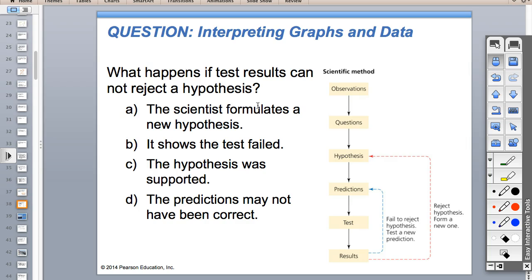And then, what happens if test results cannot reject the hypothesis? Then the hypothesis was supported. Is that what you got on C?